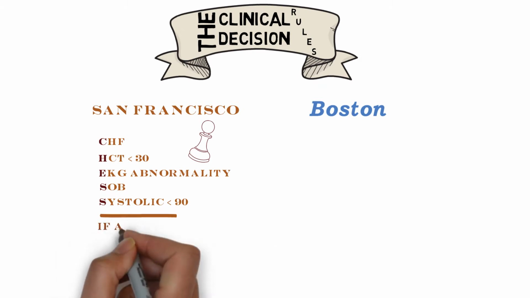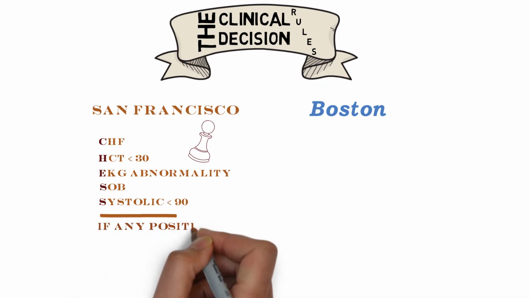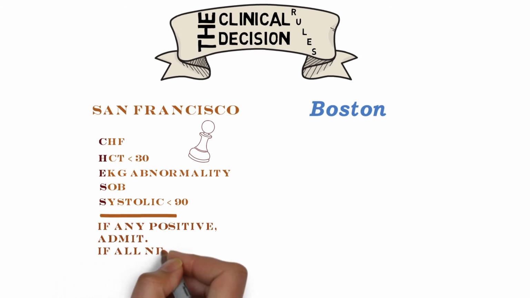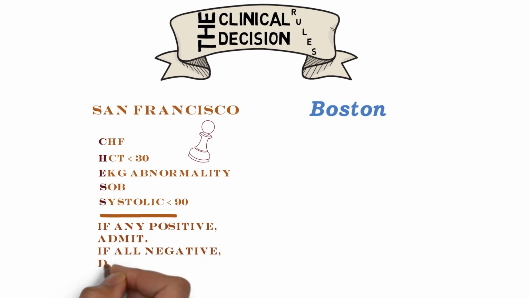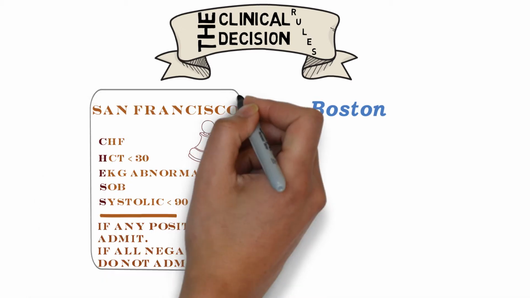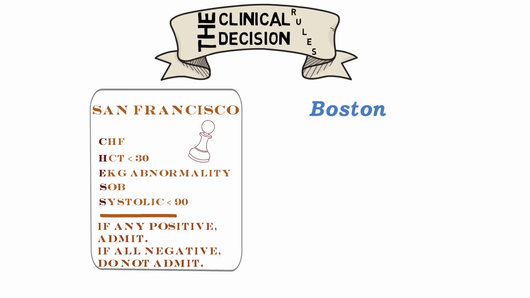The rule suggests that if any of these criteria are positive, the patient may need to be admitted because she is high risk. If all of the criteria are negative, then the patient is in the low risk category and you can feel okay about discharging her. That's the San Francisco rule. We'll talk more about the studies behind this rule in a little bit.